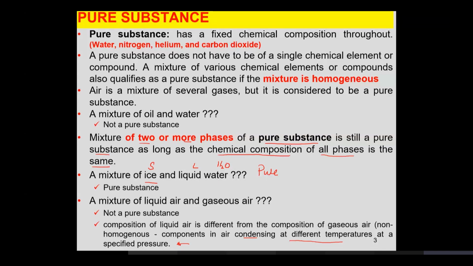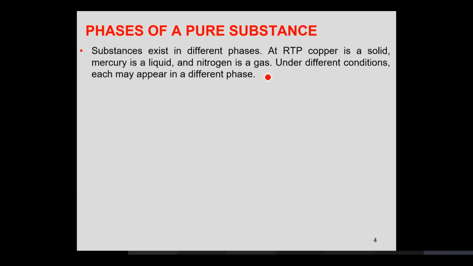Right. Phases of a pure substance, again, substance exists in different phases. You already know that at room temperature and pressure, copper is solid, mercury is liquid, and nitrogen is in the gaseous phase. However, under different conditions, each appears in a different phase. You already know that copper at about 1300 degrees centigrade would be in the liquid form. Similarly, nitrogen at minus 196 would be in the liquid form. So it depends upon the temperature and pressure you are referring to, the state or the phase of a particular substance.